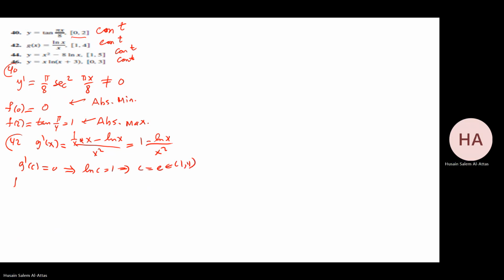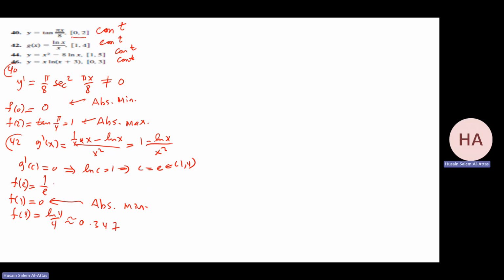Now we'll check f of e. That will be 1 over e. f of 1 will be 0. f of 4 will be then ln 4 over 4. All of these are positive, so this is the absolute minimum for sure. Now, which one is bigger? 1 over e or ln 4 over 4? Yeah, I think not easy to conclude. Multiply by 4, e then ln 4 is what? Actually, by the calculator, this gives me 0.347, and this one gives me 0.368. So this is the absolute max, which I need the calculator to do.